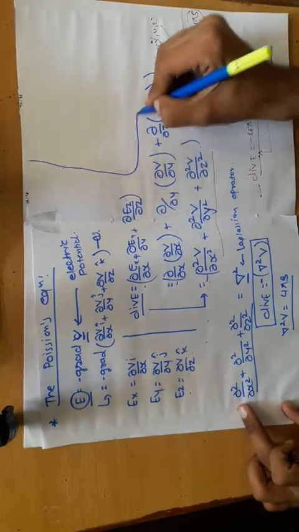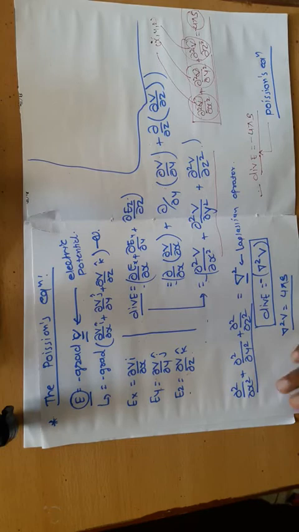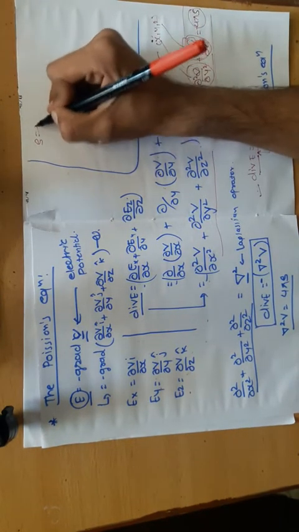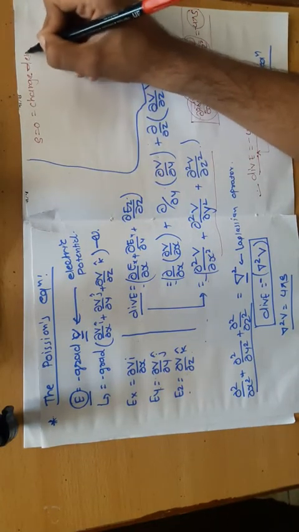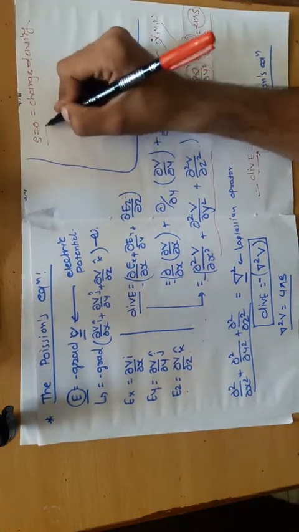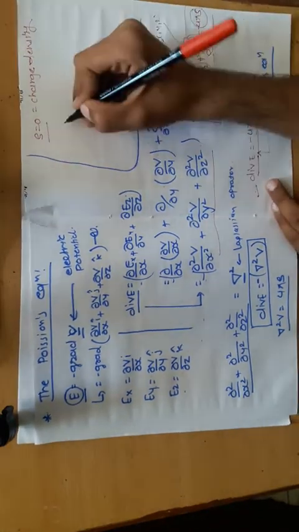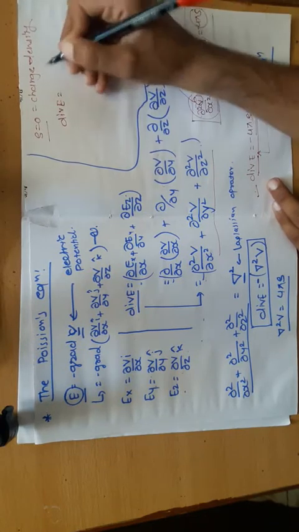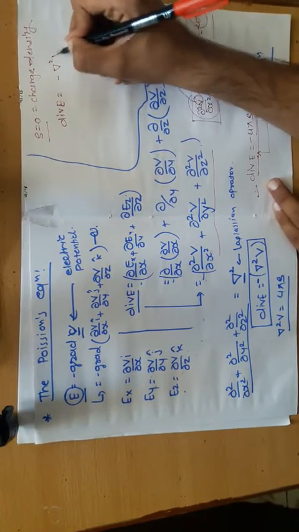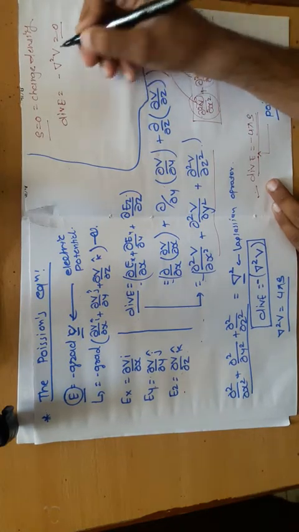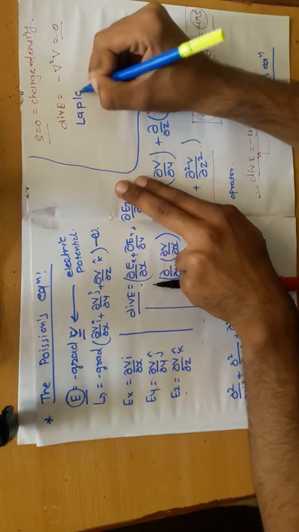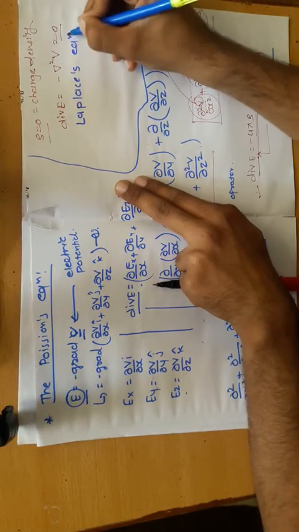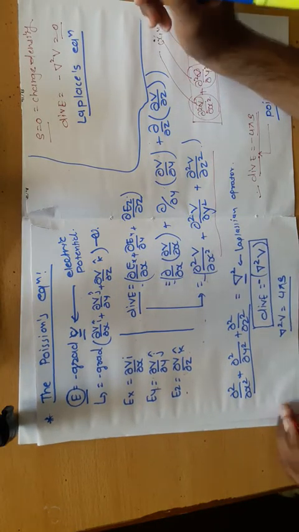Now when we are in free space, when there is no charge enclosed by the surface, it means rho is equal to 0. Rho is nothing but the charge volume density. It will be 0. So what will be the divergence of E? It is equal to minus nabla square V, that will be 0. So it is called the Laplace equation. Okay, so it is the Laplacian equation.